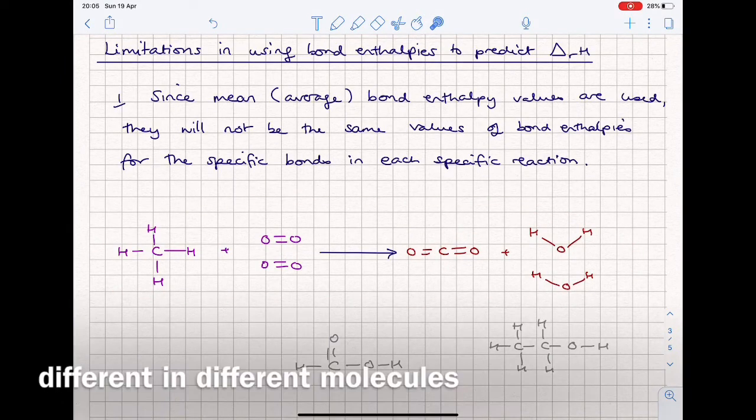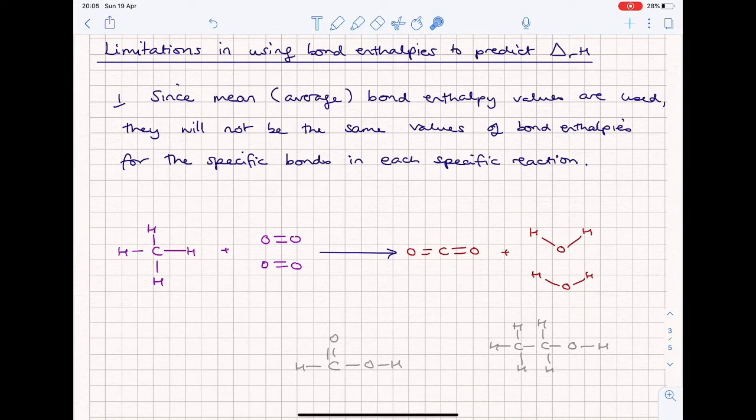different in different molecules because carbon-oxygen double bonds can appear in other molecules. So for example, we have a carboxylic acid with a carbon-oxygen double bond, and that bond strength here will be different to the bond strength here. So we need average bond enthalpies. Same with the OH bonds, because OH bonds can appear in other molecules.